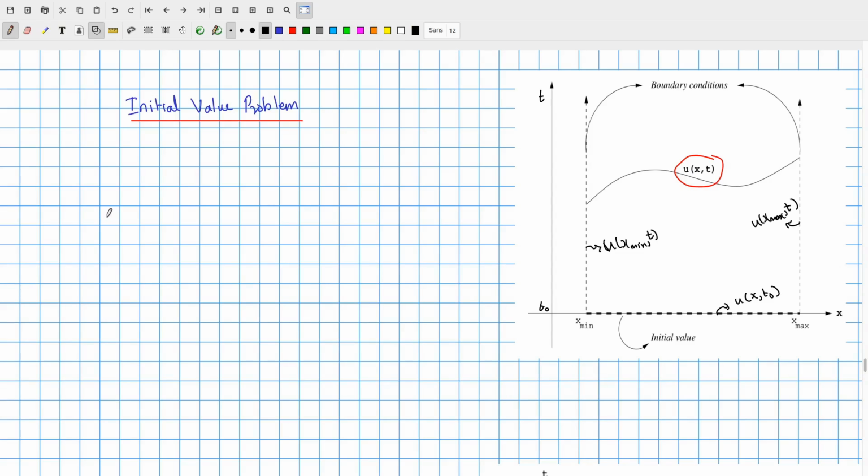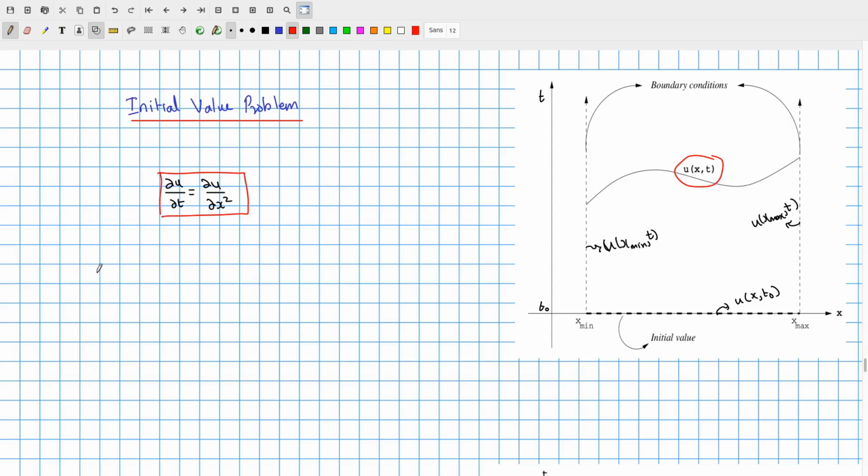Let us study an initial value problem. For example, let us take the heat equation. In a simplistic form, I can write the heat equation as del u by del t equals some constant k, and I am going to remove all those things. We can write it in terms of del u by del x square. So this is an example of an initial value problem.